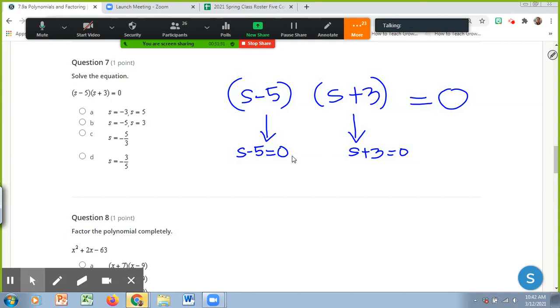Okay, so now we have to get the s by itself. You're going to move that 5 over, and then you're going to move that 3 over. You have to change the sign. So can you tell me what the values of s will be? So what are your answers? Don't forget to switch their sign when you're moving one across the equal sign. So what's the answer?